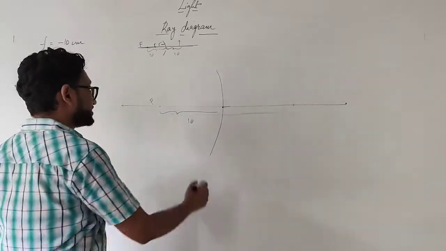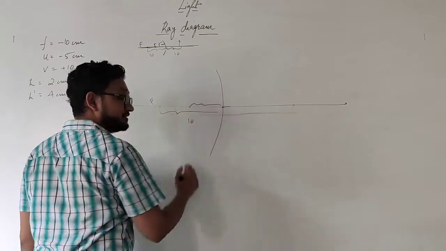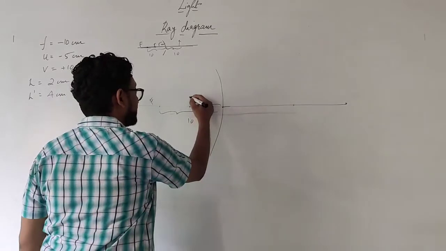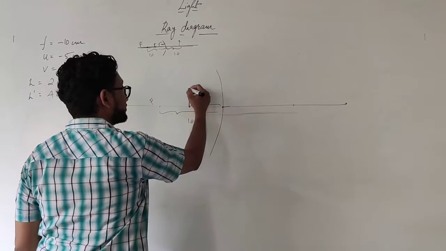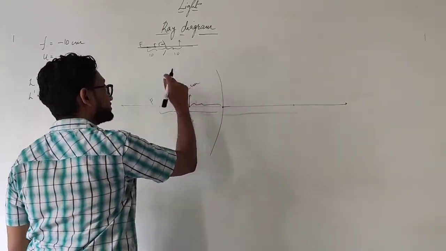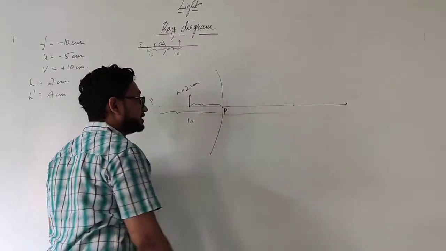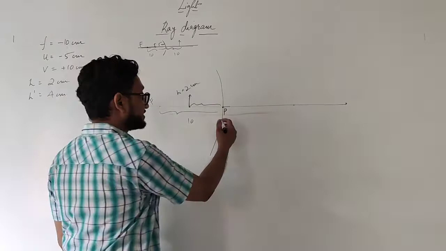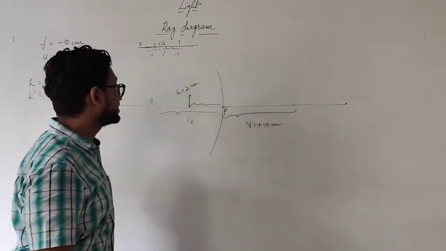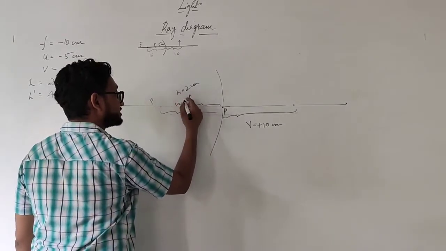Correct? And because your object is at 5 centimeters, mark a 5 centimeter point on this line, and because the height is also given as 2 centimeters, use your scale and draw a 2 centimeter height object over here. Right? h is equal to 2 centimeters. Okay? This is your pole. And now for the image, because it is at 10 centimeters, you already know, you have measured this. Write v as plus 10 centimeters over here. Write u as minus 5 centimeters.